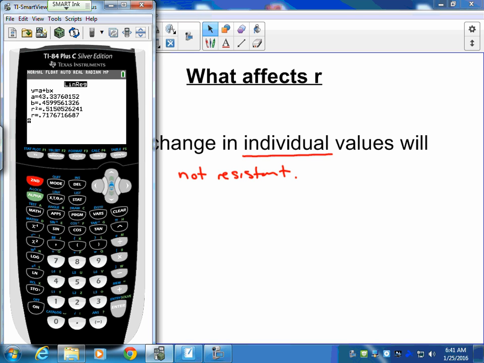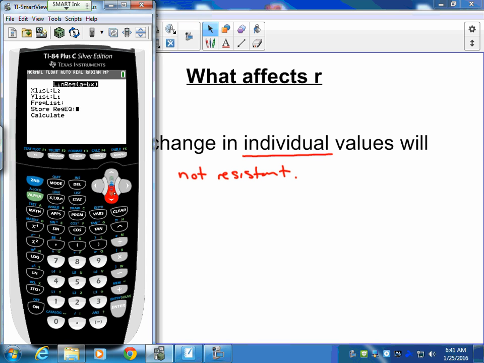Now, let's do something a little bit different here. Let's change our two variables. So we're going to go stat, calculate, linear regression. But now I'm going to change this to list 2, list 1. So let's say that you flip the two variables and you mix up the explanatory and response.